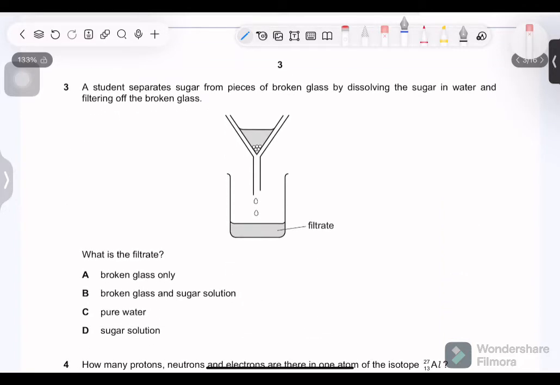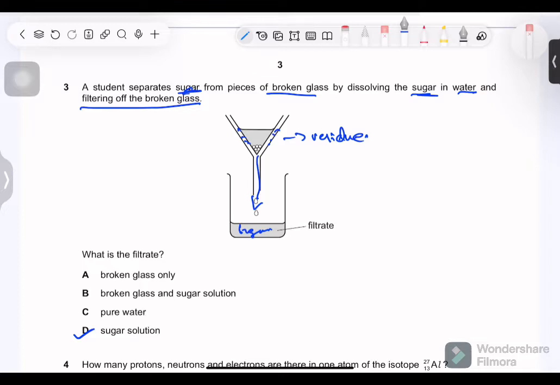A student separates sugar from pieces of broken glass by dissolving the sugar in water and filtering off the broken glass. What is the filtrate? Well, the broken glass will of course remain over here as the residue because it is insoluble, and the soluble sugar plus water, the sugar solution basically, will be collected over here. So D is the correct answer.